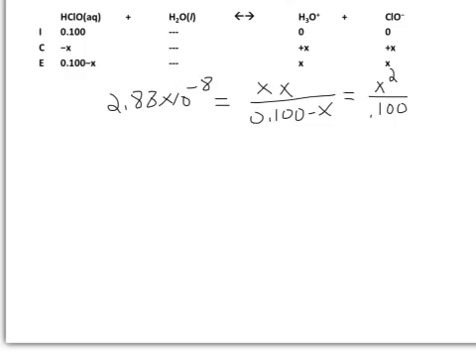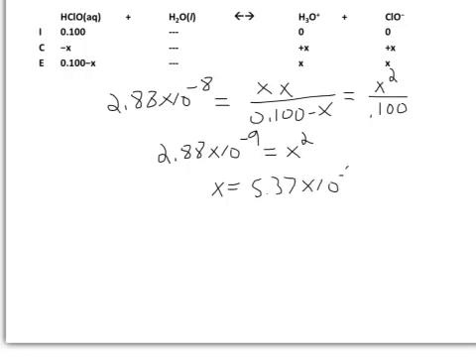To solve for x, I just multiply both sides of my equation by 0.1. The left-hand side becomes 2.88 times 10 to the minus 9, which is equal to x squared. I just have to take the square root of both sides, and I end up with x equal to 5.37 times 10 to the minus 5 molar.